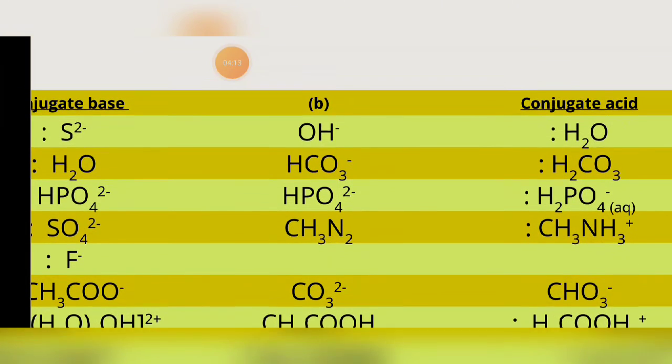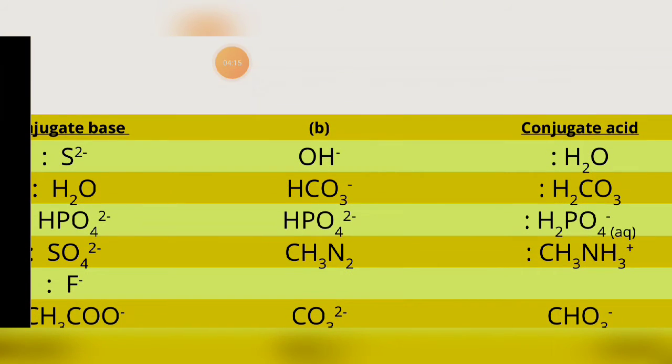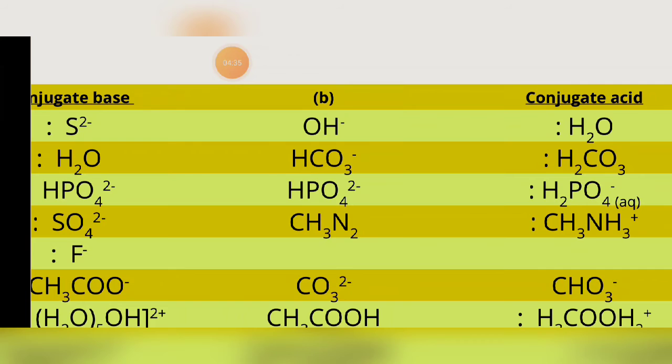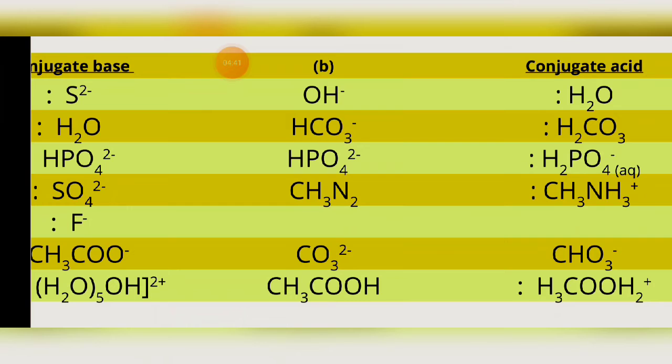Next, there are the bases which will produce a conjugate acid by accepting one proton. Hydroxide ion accepts one proton and converts into its conjugate acid, which is water. Similarly, hydrogen carbonate will convert into its conjugate acid by accepting one hydrogen, and it will change into H2CO3. Similarly, hydrogen phosphate will convert into phosphoric acid by accepting one hydrogen again.